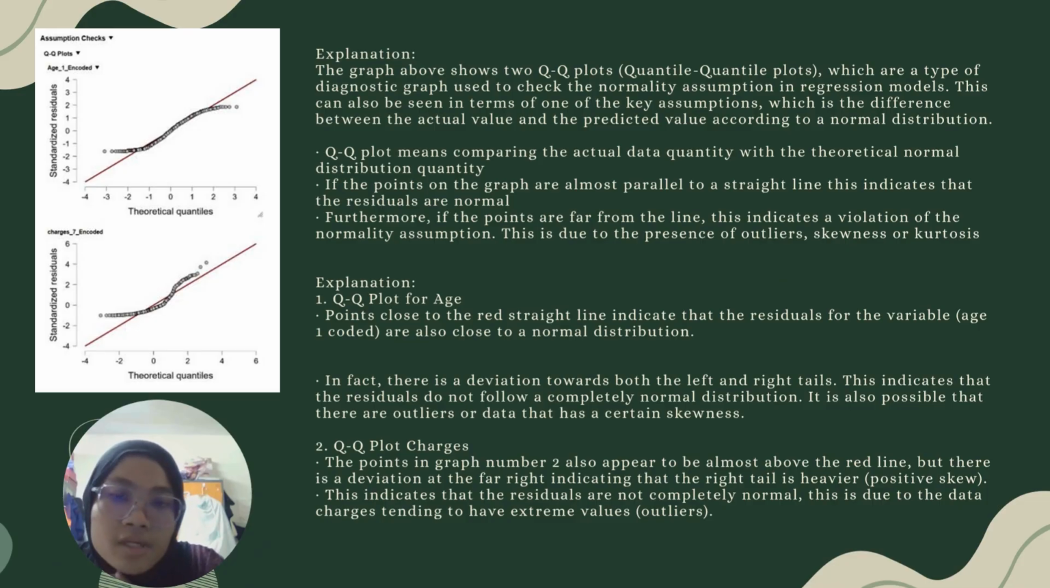In fact, there is a deviation toward both the left and the right tails. This indicates that the residuals do not follow a completely normal distribution. It is also possible that there are outliers or data that has a certain skewness. So the second one, the QQ plot for charge. The points in graph number 2 also appear to be almost on the red line, but there is a deviation at the far right, indicating that the right tail is heavier, a positive skew. So this indicates that the residuals are not completely normal. This is due to the charge data tending to have extreme value outliers.